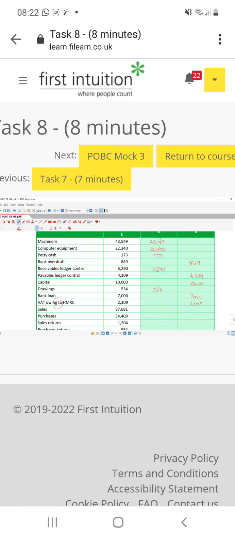So for all of these first few here, it is just a case of taking each of these balances and saying whatever they are, an asset, a liability, an income, an expense, and putting them then into the correct debit or credit column.